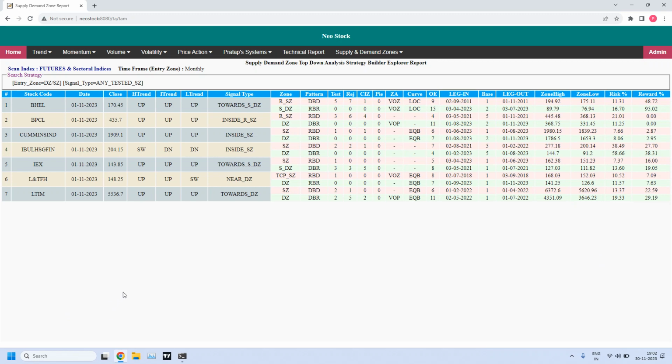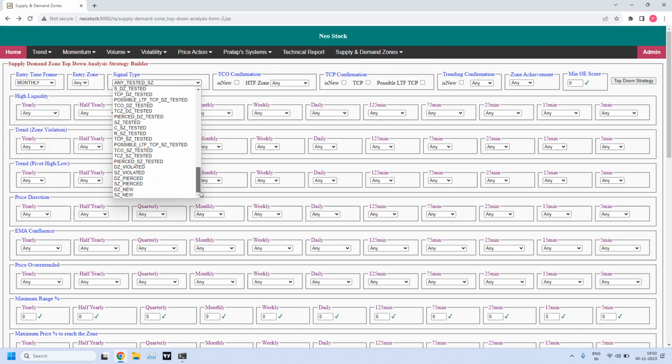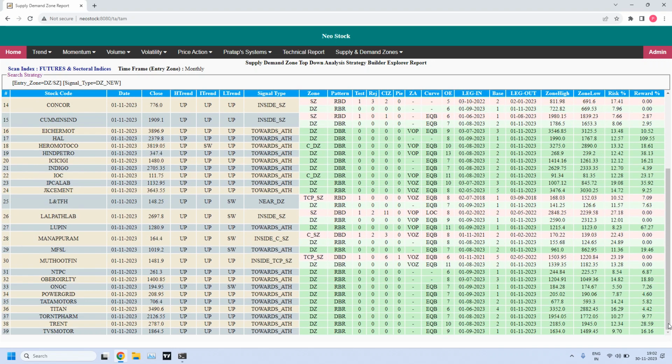Now let's find newly created demand and supply zones during this month. Let's go back. Entry time frame is monthly. Let us find the stocks having newly created monthly demand zones. So this is the filtered list. So total 39 monthly demand zones are created during this month for all these stocks.